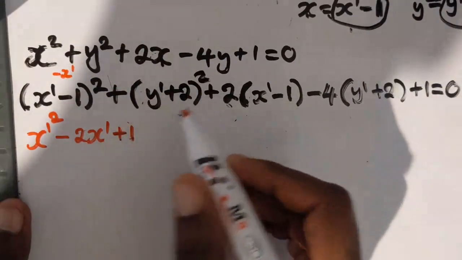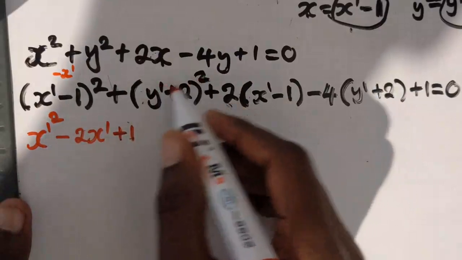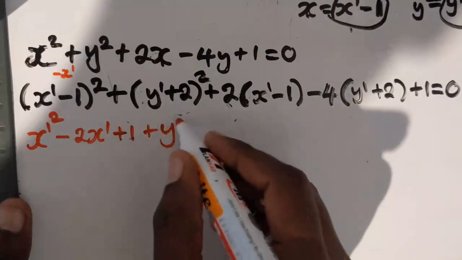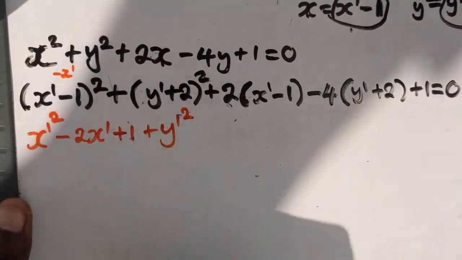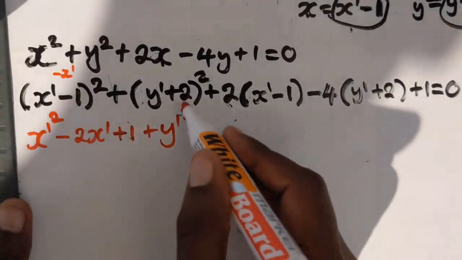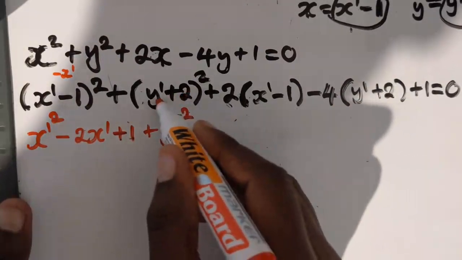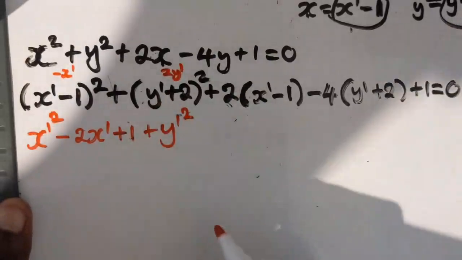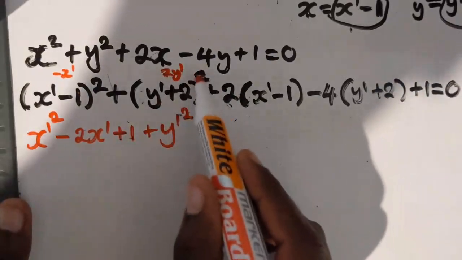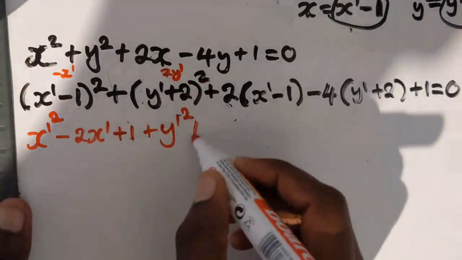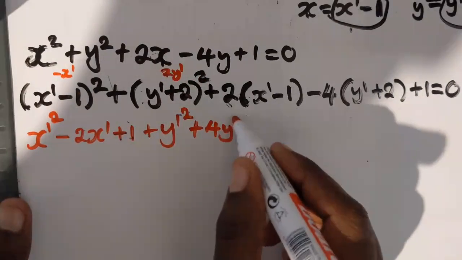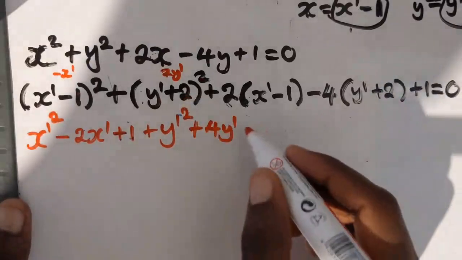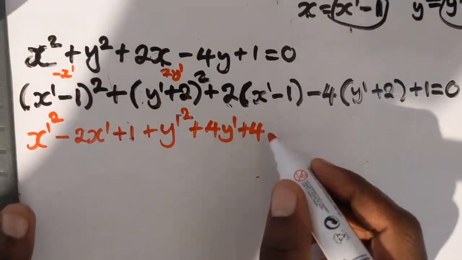You come to this one, you do the same. So you say y squared, you are going to have y prime squared, you're going to have positive y prime, it is supposed to be squared. Okay, so now here you're going to multiply 2 times y prime, you're going to have 2y prime. Then the 2y prime times the power, you're going to have 4y prime, like that. Then the last thing, you square the 2. 2 squared, you're going to have 4, right?